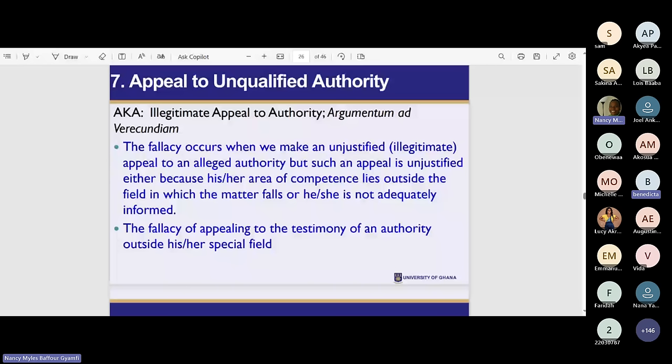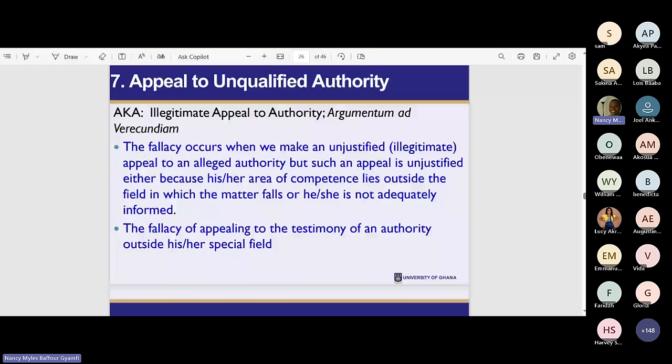Appeal to unqualified authority. The fallacy occurs when we make an unjustified or illegitimate appeal to an alleged authority, but such an appeal is unjustified either because his or her area of competence lies outside the field in which the matter falls, or he or she is not adequately informed. The fallacy of appealing to the testimony of an authority outside his or her special field. I think you did very well with how you read this. Very smooth, touching on the right places for me. So thank you. Everybody who has read so far has done well, okay?